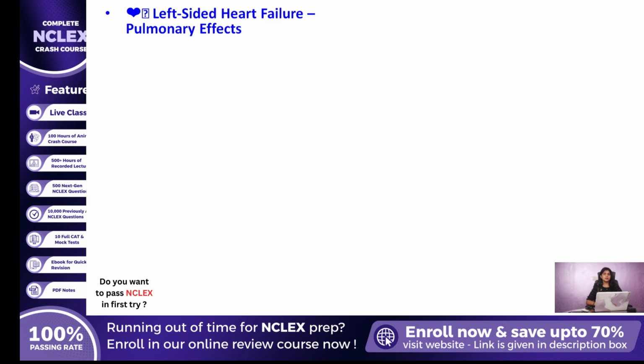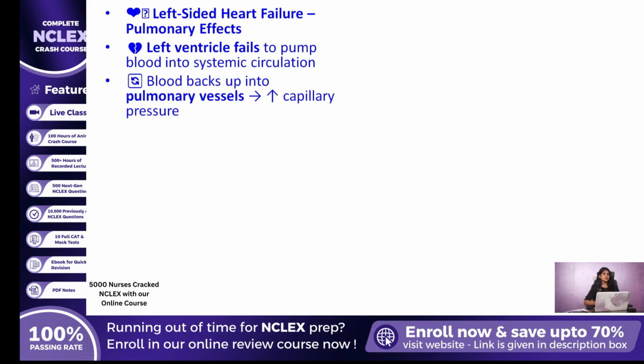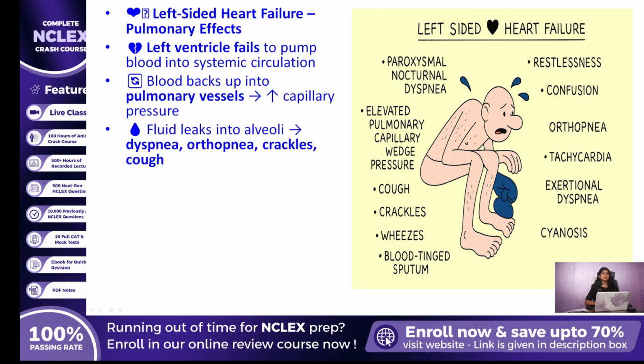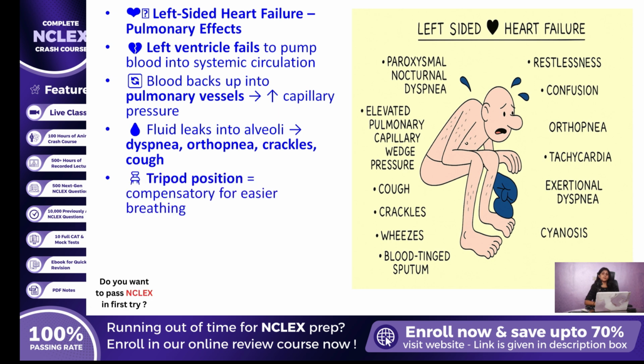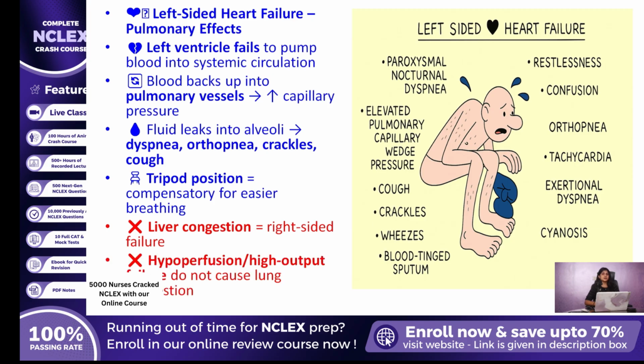In left-sided heart failure, the left ventricle cannot effectively pump blood forward into systemic circulation. This causes blood to back up into the pulmonary circulation, increasing capillary hydrostatic pressure and leading to fluid leakage into the alveoli. The result is classic respiratory symptoms such as dyspnea, orthopnea, coughing, and crackles. The tripod position is a compensatory mechanism to facilitate breathing in response to this congestion. In contrast, liver congestion is a feature of right-sided heart failure. And while hypoperfusion and high-output failure are considerations, they do not directly cause pulmonary symptoms.